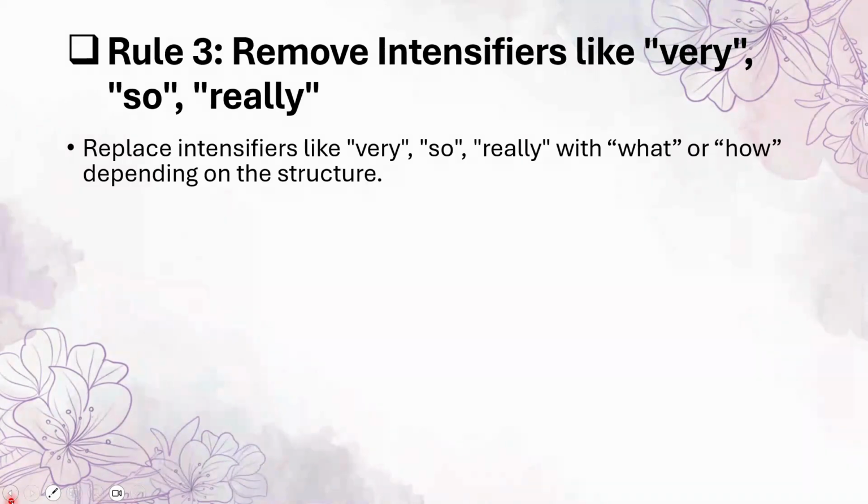Instead, to make the sentence exclamatory, we remove these intensifiers and replace them with what or how, depending on the sentence structure. How to choose between what and how? There's a simple trick. If the focus is on a noun or noun phrase, use what. If the focus is on an adjective or adverb, use how.